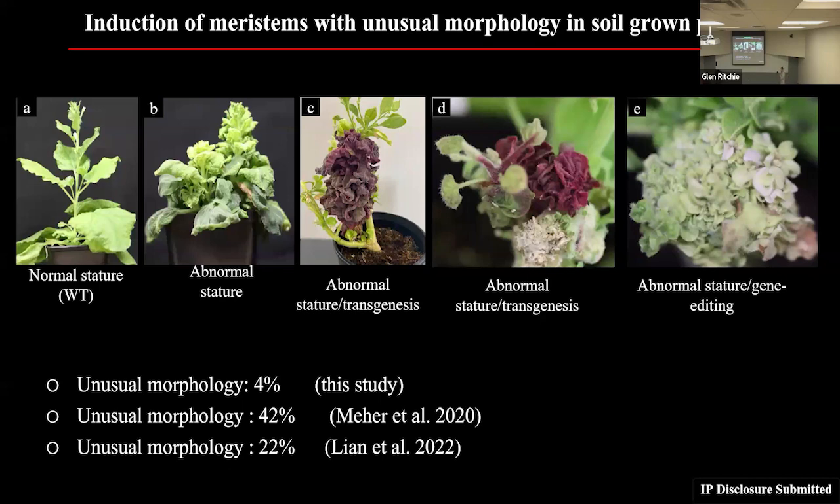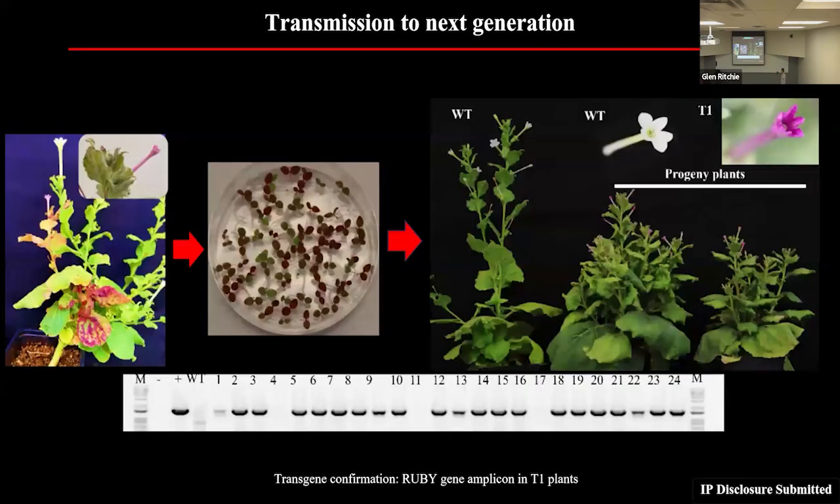So we don't expect to get unusual phenotypes because they don't flower and they cannot produce the seeds that could pass to a second generation. So it's not a good thing to get an abnormal phenotype, but it happens because of the developmental regulators. Now, the transgenesis has been transmitted to the next generation.